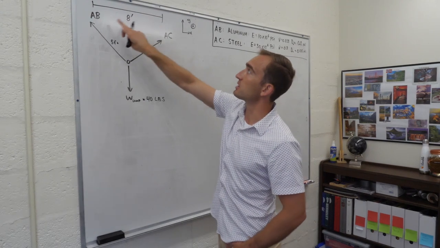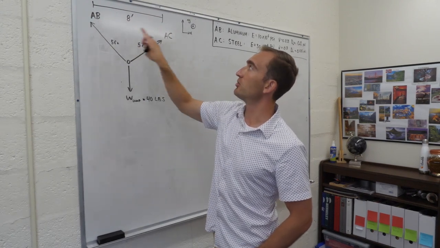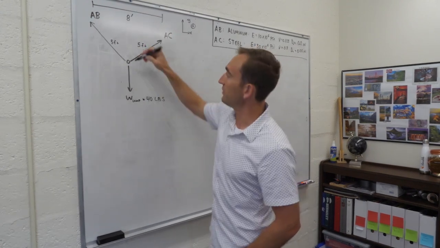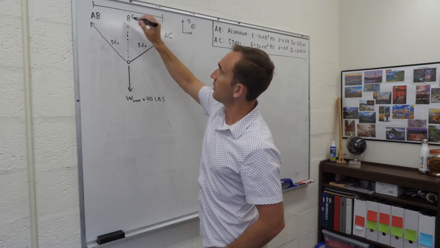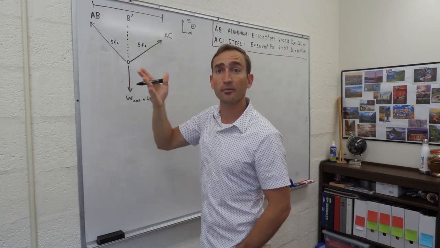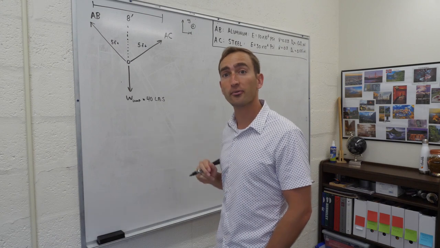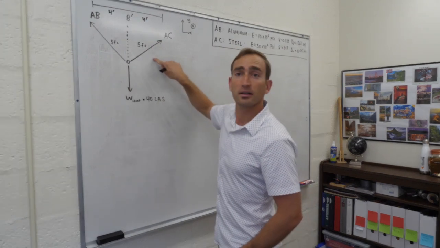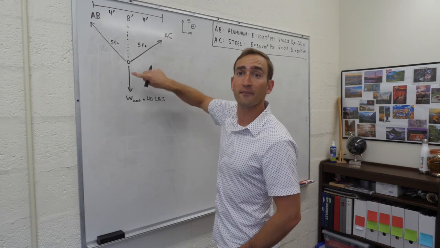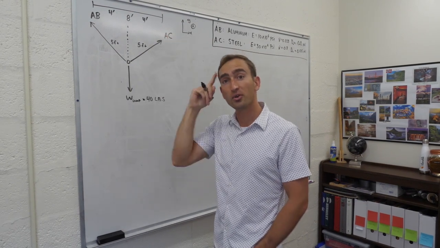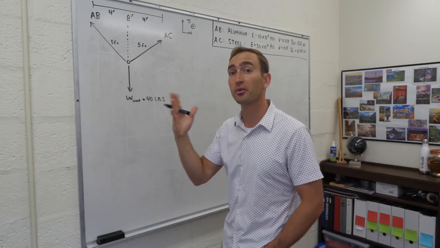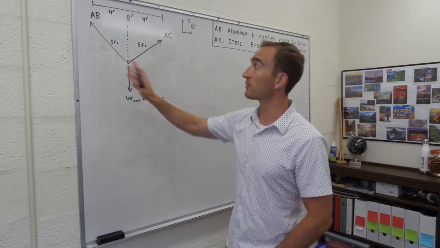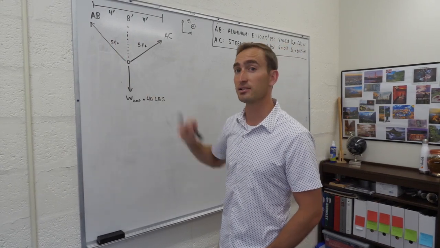So if we look up here, we can see that the total width between the two cables is 8 feet, which, given that this system is symmetrical, we know that the distance on the left is 4 feet, and the distance on the right will also be 4 feet. What this tells us is that we've got 4 down here, 5 is the hypotenuse, so if we do some thinking, we'll recognize this as a 3-4-5 triangle. And that's going to be the case for both AB and AC.